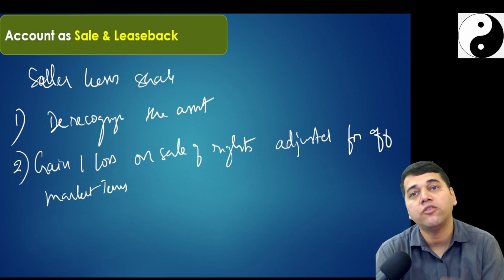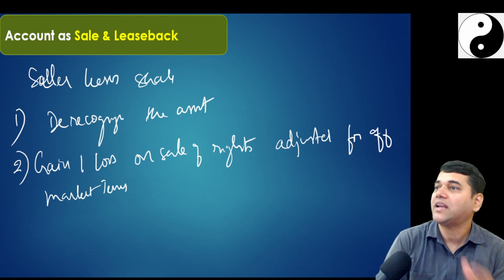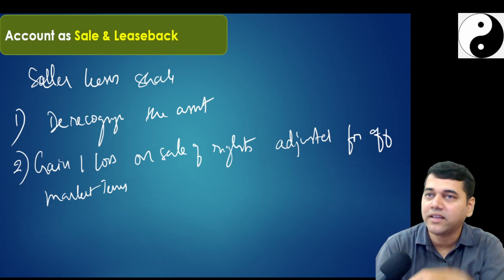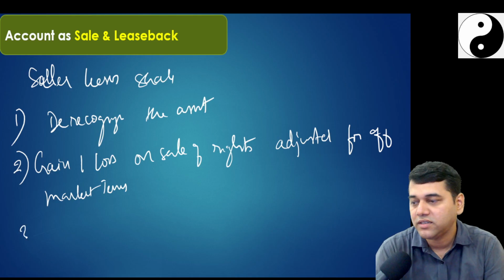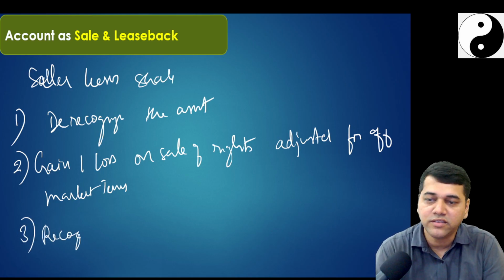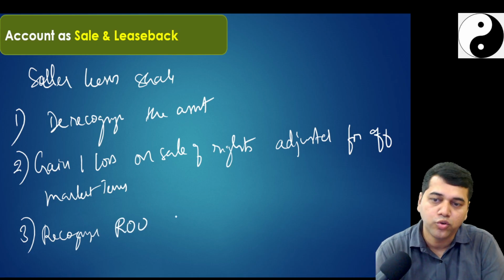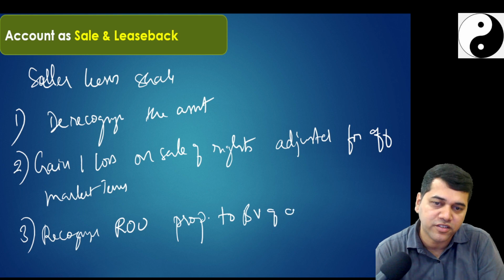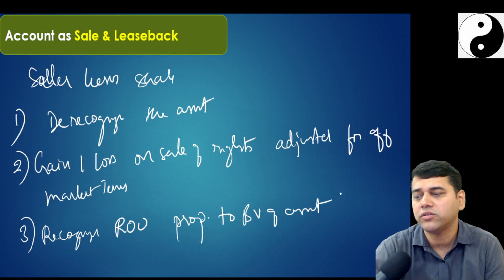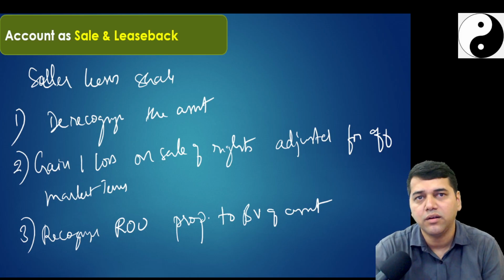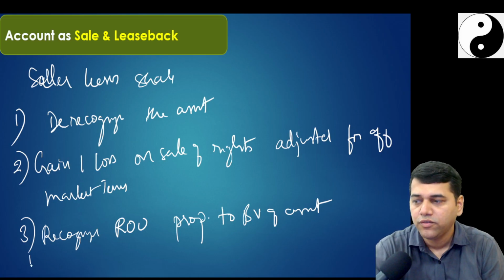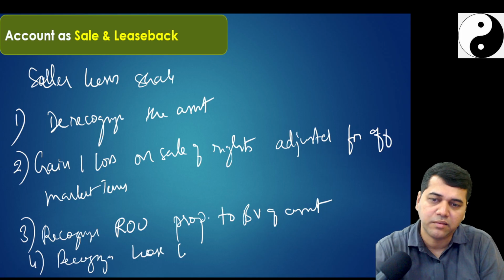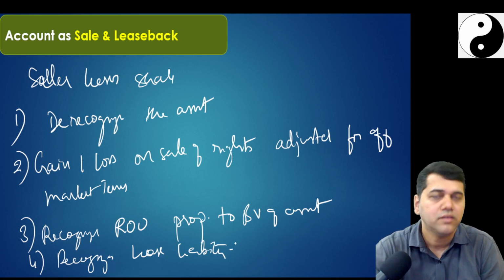Otherwise, what would have happened? You would have shown, oh, I made a 3 lakh rupees gain. But no, you did not make a 3 lakh rupees gain. It is a financing there. Third, recognize ROU proportionate to the book value of the asset. I don't have any problem only because that also you have kept revalued. Fourth, recognize lease liability. Very clean.